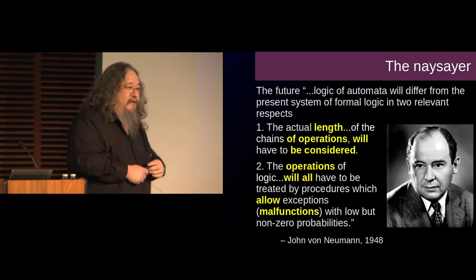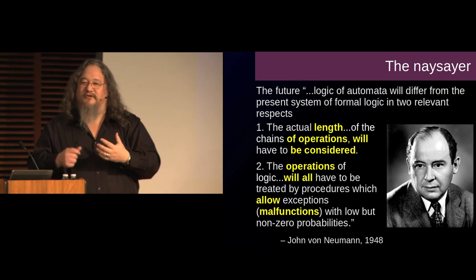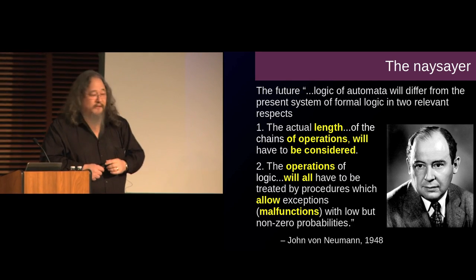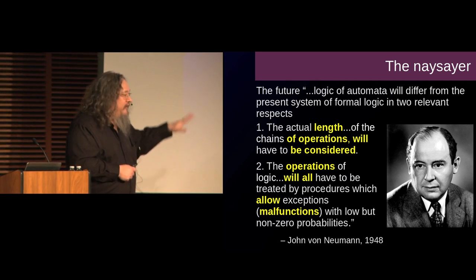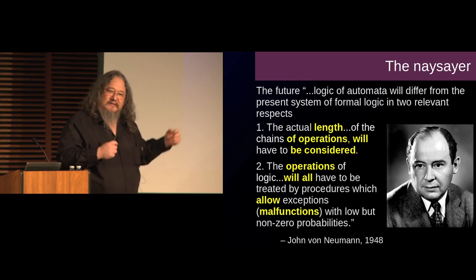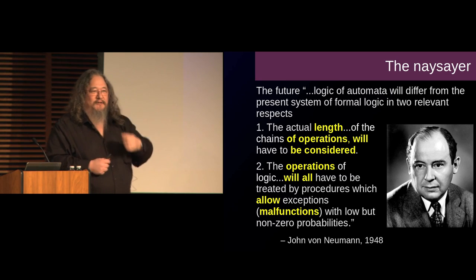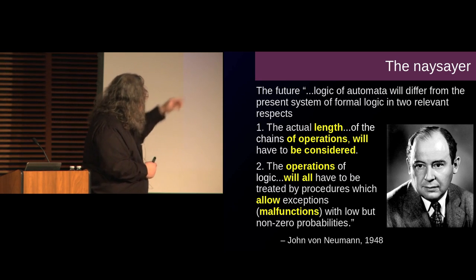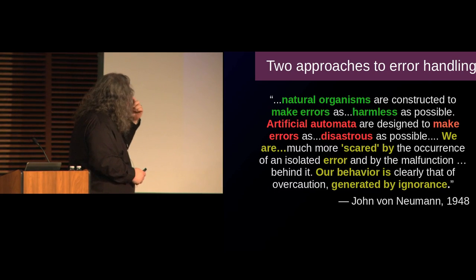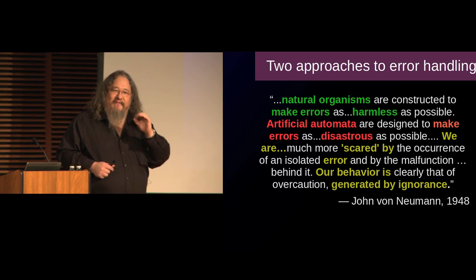He thought this would happen by the time computers got to the level of about 10,000 gates. He called them switching organs. We are now at something like a billion switching organs, gates, in everything, in your phone, soon in your watch. And we're still not listening to his prediction. He offered a way to understand the alternative, having to do with error.